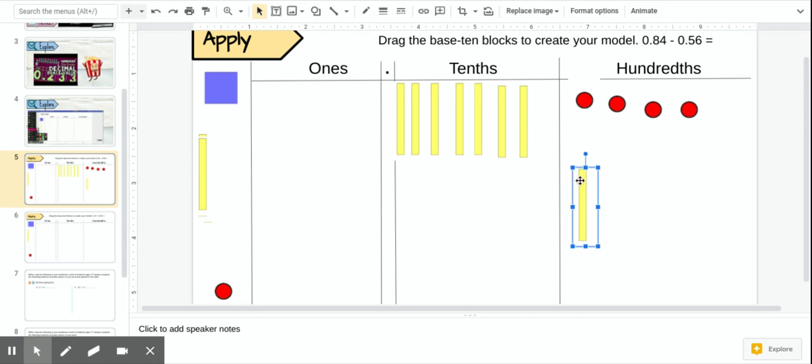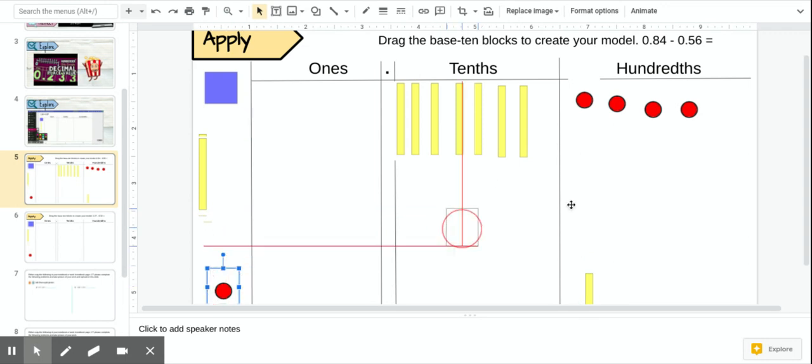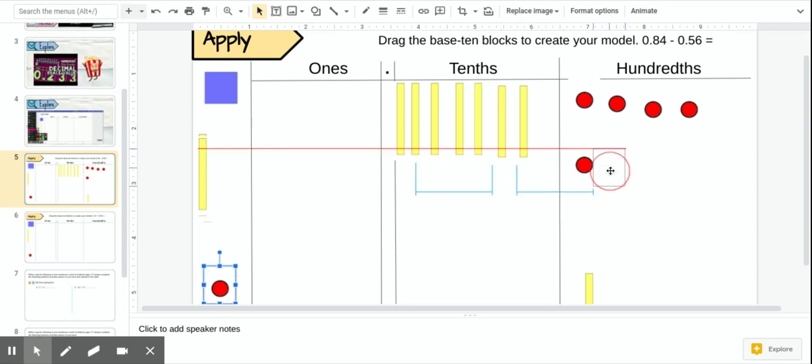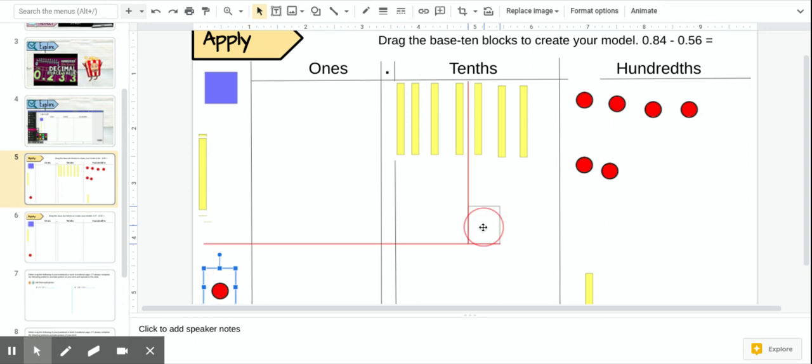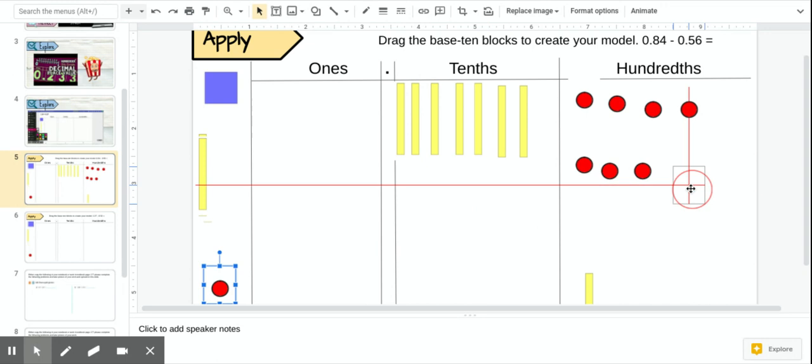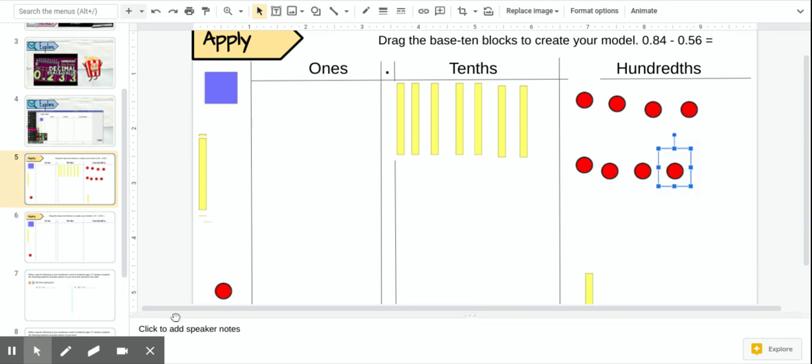Now, we're subtracting, so I'm going to subtract 6 hundredths. Well, there are only 4 hundredths there, so I cannot take away 6. This is why the modeling is so important, so you understand the process of regrouping. There's only 4, I need to take away 6, and there's not enough. So we're going to go next door and borrow from our tenths. We're going to borrow a 10.